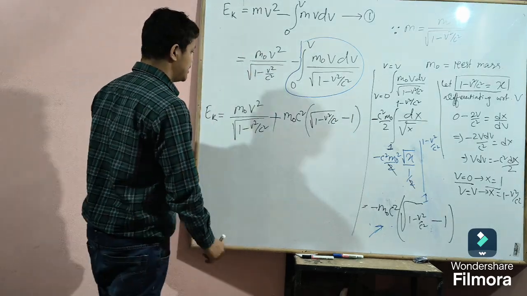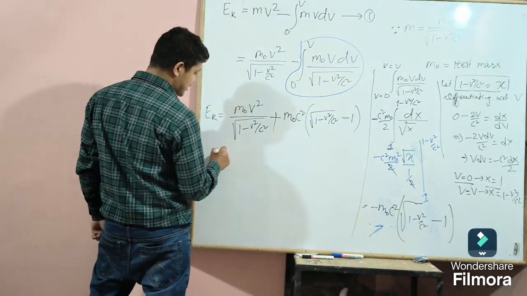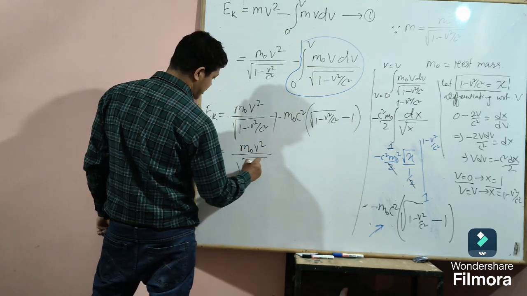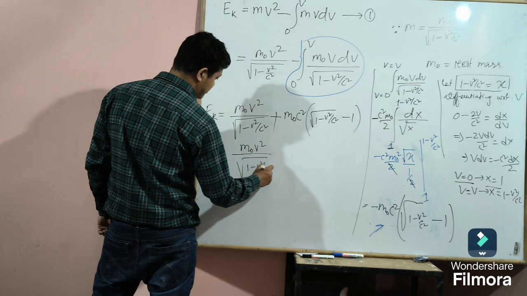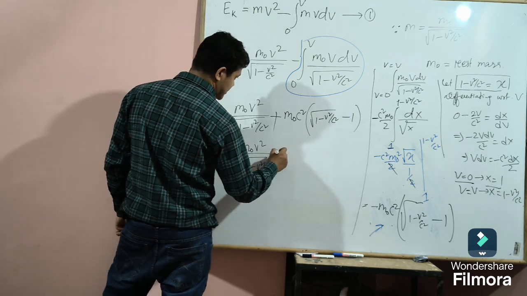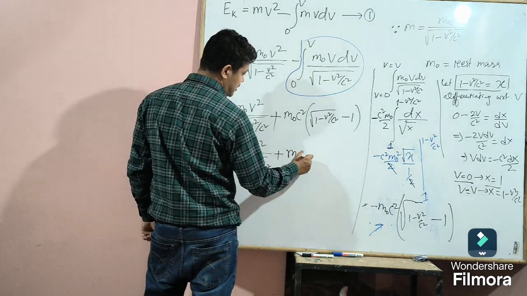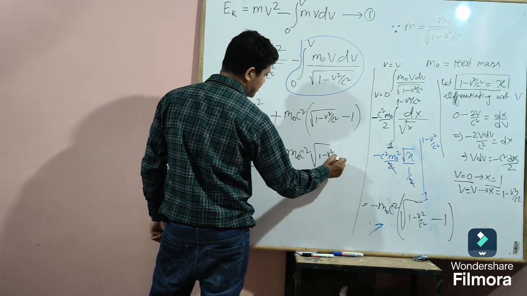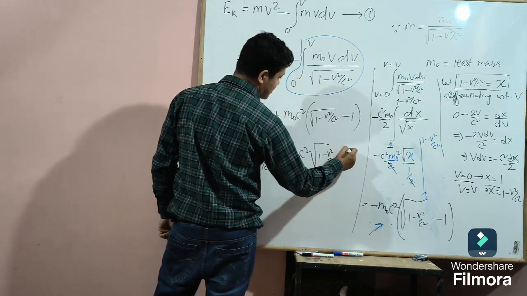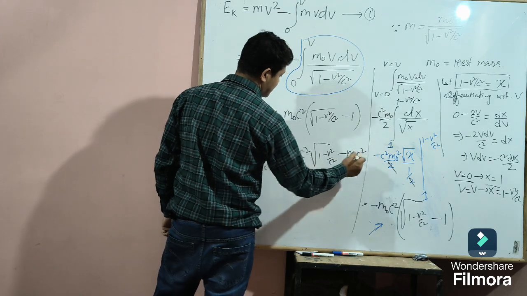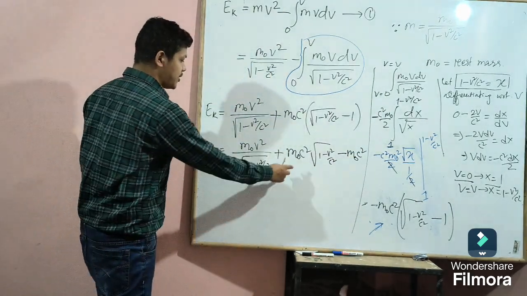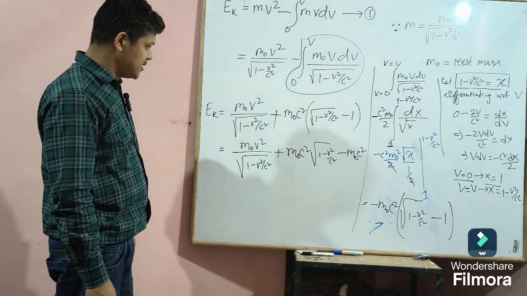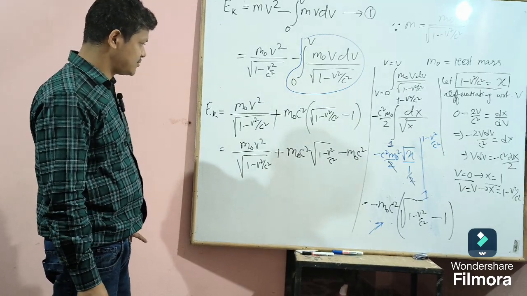That's what we're gonna have. Okay, so now open this bracket. Let me simplify. m naught b square by root over 1 minus b square by c square plus m naught c square into this root over 1 minus b square by c square. Then again this one into minus 1. That's going to be minus m naught c square, right? And from these two, what we can do, just wait.